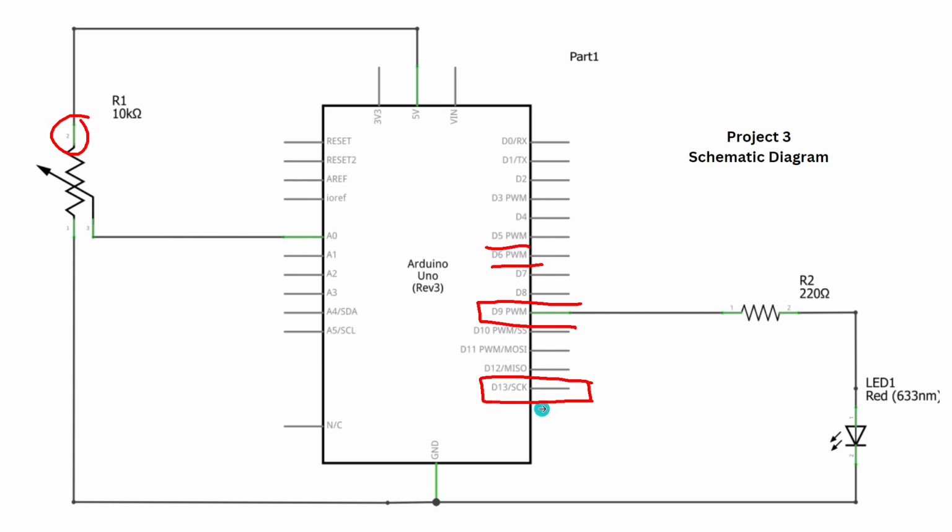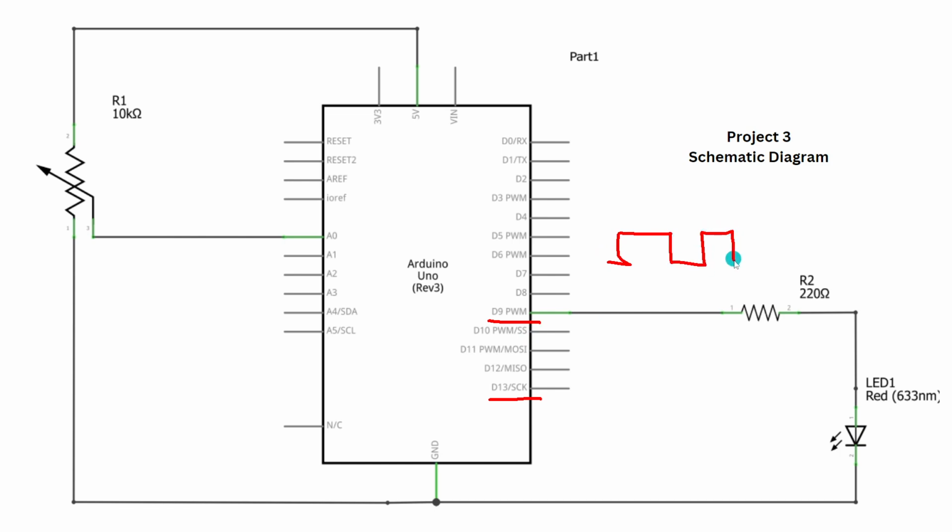Unlike D13, which doesn't have the PWM label, meaning it can only provide high and low outputs, which is on and off, D9 has the capability of producing pulse width modulation signals. With a square wave signal, we can make this LED have variation of light, I mean the intensity of the light. We can adjust the brightness.